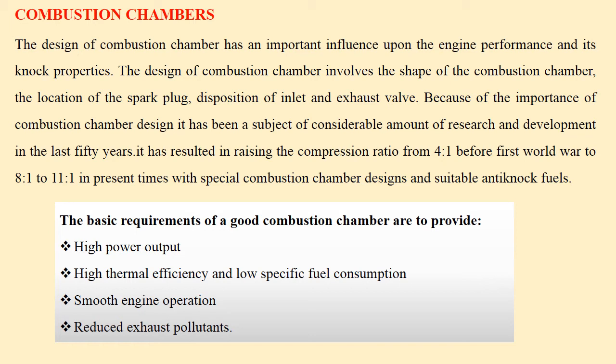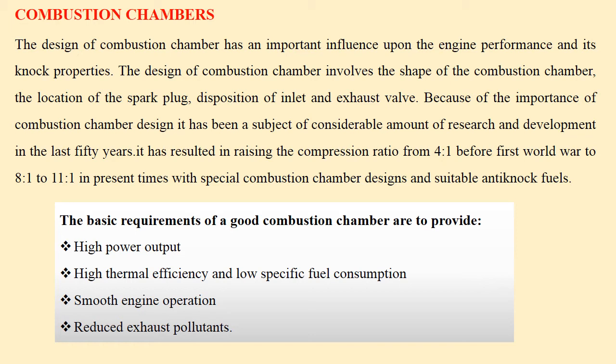Then, smooth engine operation. How will we get the smooth engine operation? By moderate pressure rise, avoiding the knocking tendency, compact design, and proper location of the spark plug and exhaust valve. So in that way we get smooth engine operation.